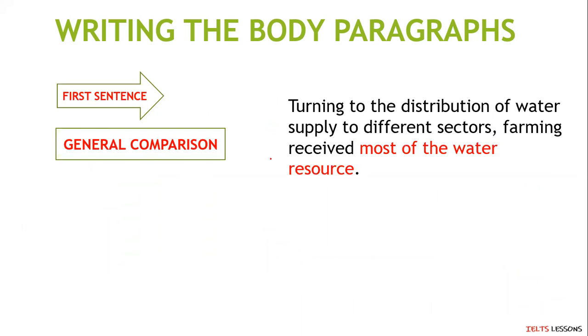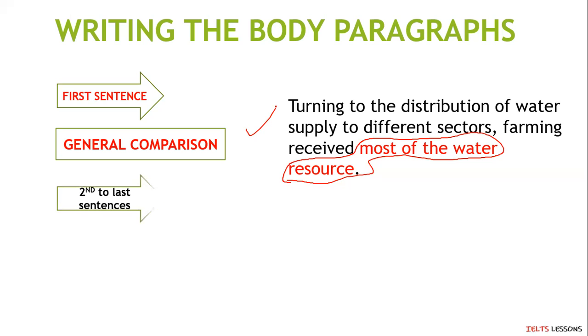Let's check the second body paragraph. I'd like Tran, can you read the first sentence, Tran? Turning to the distribution of water supply to different sections, farming receives most of the water resource. So as you can see here, there's no figure. Always learn this one. The first sentence is general comparison. No figure, no numbers, just compare. It can be a sentence or a phrase, it doesn't matter, but it should begin with general comparison.